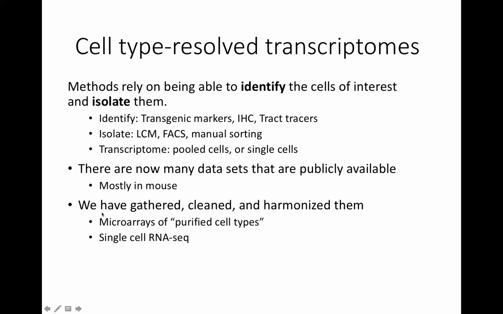So what we've done in my lab is that we've gathered up these data sets, as many as we can find. We've cleaned them and quality controlled them and then harmonized them. And there's two types of data sets that we've been using. Most of the data sets are microarrays where they're using purified cell types. So they're pooled cells, not individual cells. And then we've used some single-cell RNA-seq data.